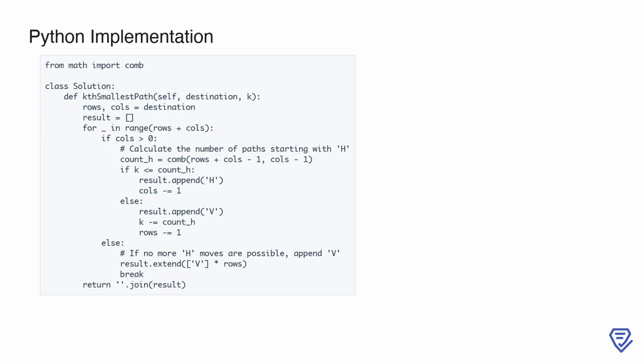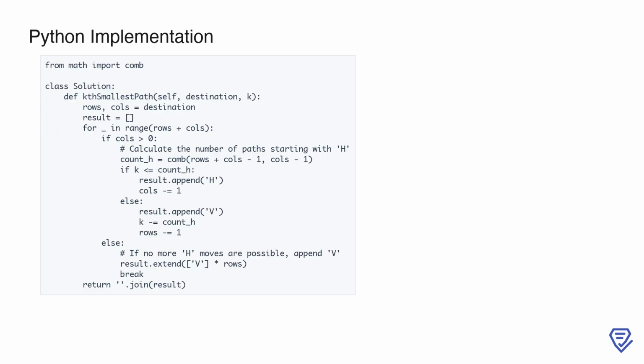Line by line explanation. 1. Import comb from the math library. The comb function calculates binomial coefficients, crucial for determining how many paths start with a specific move. 2. Define the kth smallest path function. This function takes the destination, a pair of integers, and the rank k of the desired path.